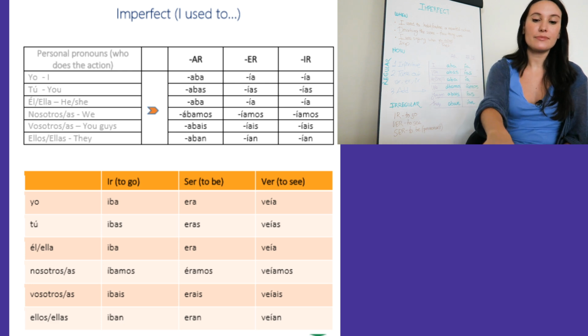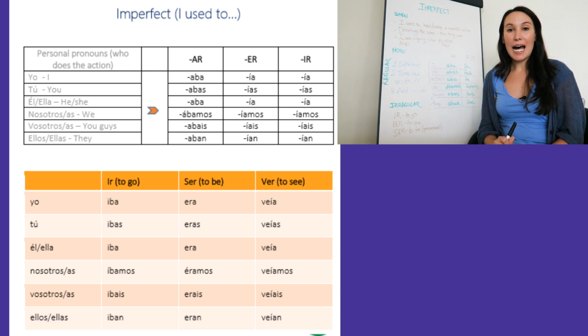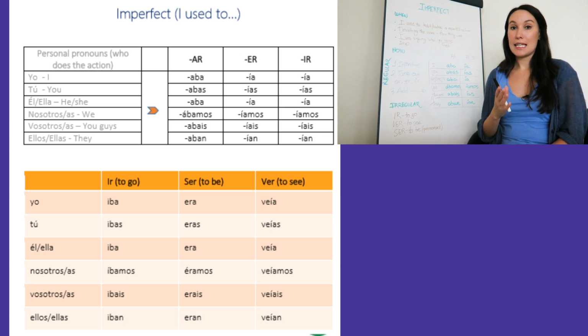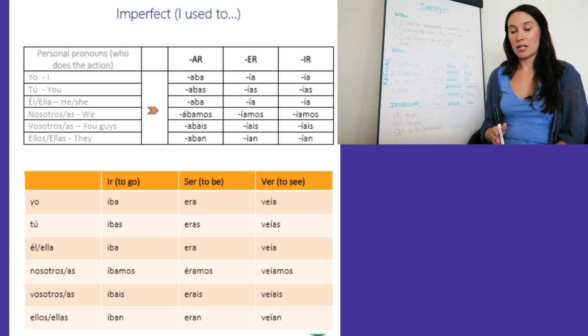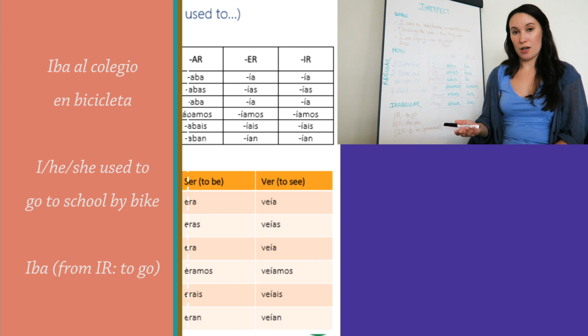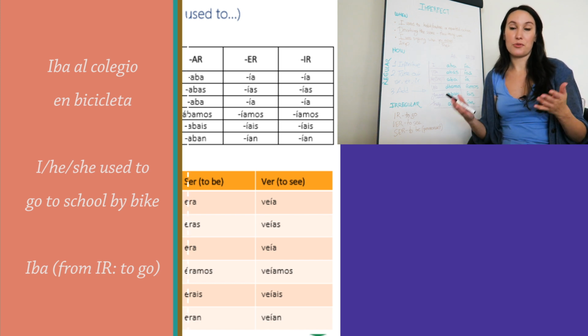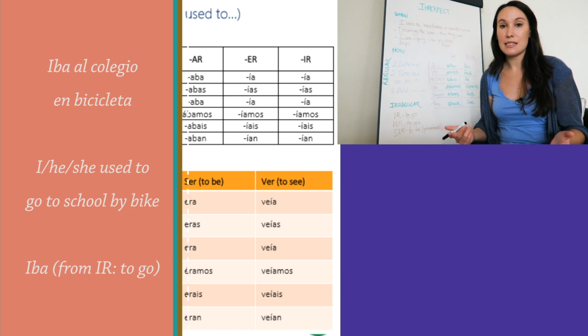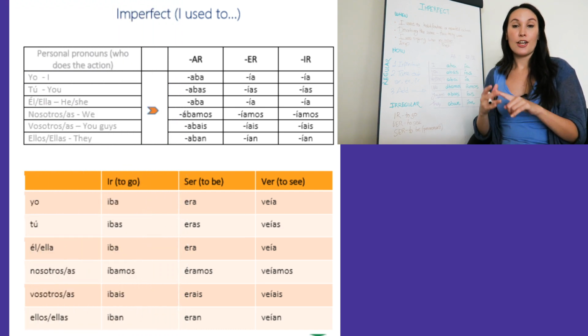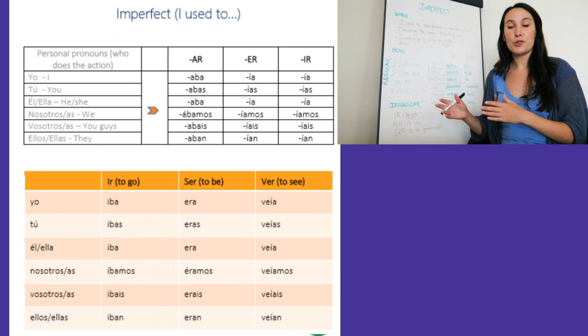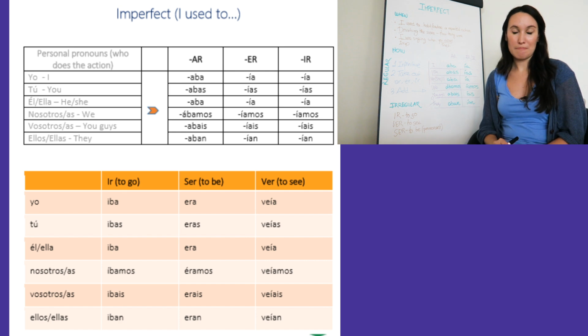The first one, iba al colegio en bicicleta. Iba is the form of ir, to go, for I, and it also happens to be the same for he or she. So in this case, it could be I, he or she used to go to school by bike.